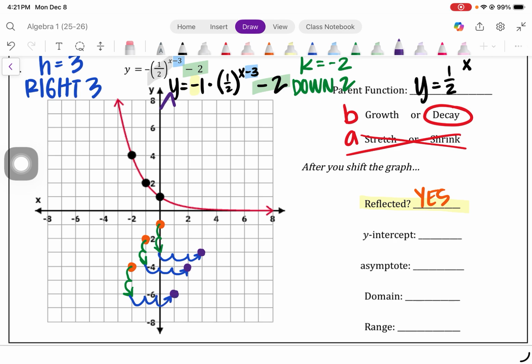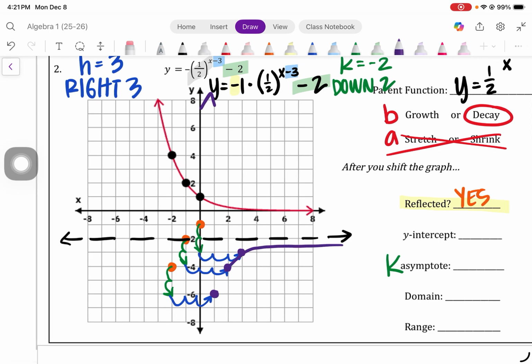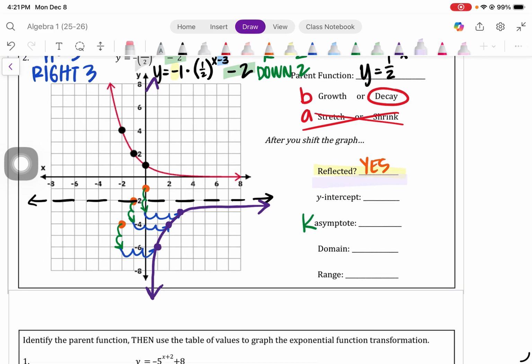So now we have our new line, but don't forget our k helps us also identify our asymptote. If it started at 0, even if I reflected, my asymptote is still at 0. So even though I went down 2, my asymptote is still going to be here at -2 because we still went from 0 down. My new graph is not going to go past that -2 point. Okay? Now we can answer all of these questions about our new purple graph after we reflected. So my asymptote is y equals -2.